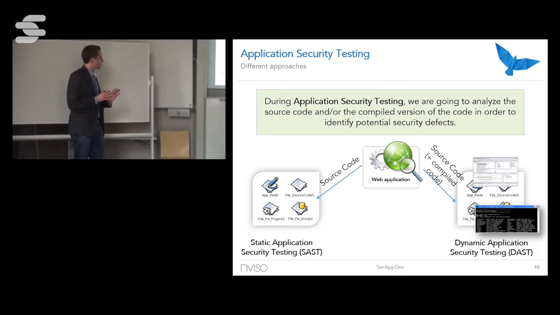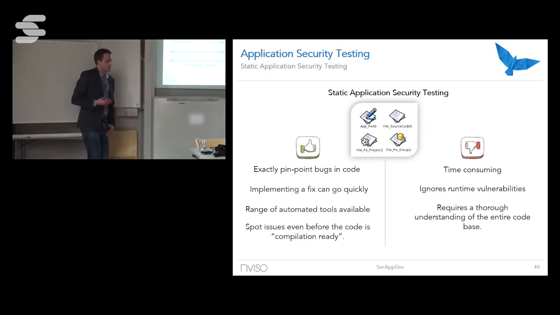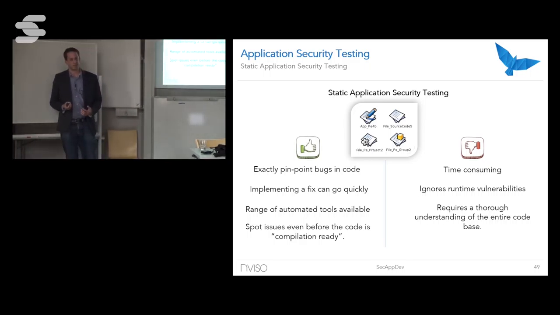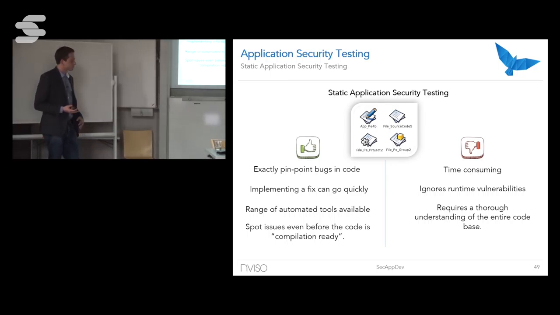So, application security testing. I'll try to not rush through it, but give enough time for the static analysis part. So we have an application. We can either decide we're going to look only at source code, what Matias quickly mentioned before, or we're going to look both at the source code and the compiled version. In the first case, we have pure static analysis security testing, so SAST. On the other hand, we have the dynamic counterpart, DAST, so dynamic application security testing.